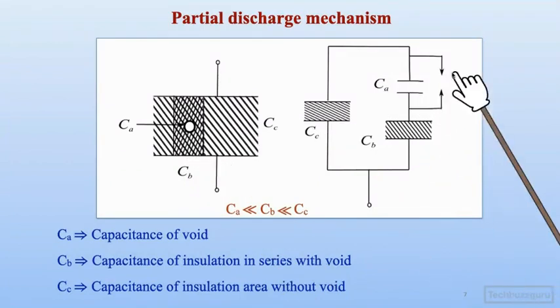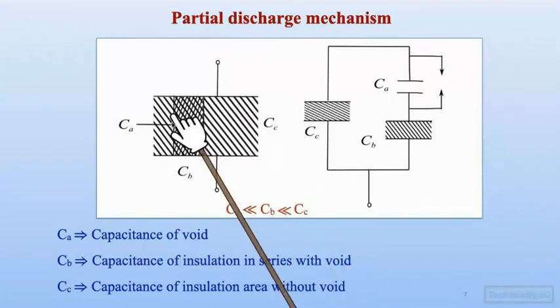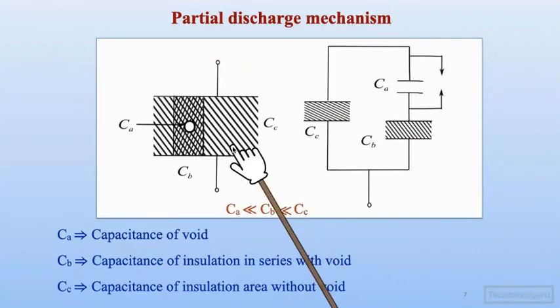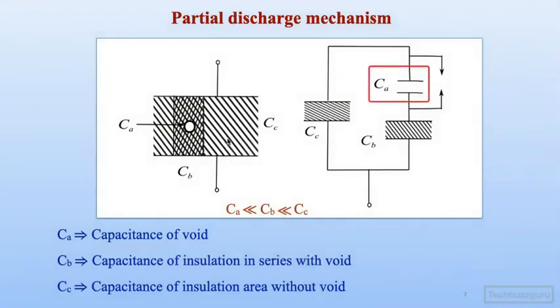So how to measure the capacitance in such a scenario where we don't know whether this void is here or here or here, in what volume, how much capacitance it may have, what the dimensions are, and all that. So the equivalent circuit is there. Ca represents the capacitance of the void. Cb represents the capacitance of the part of the insulator that is in series with the void, and Cc represents the capacitance of the rest of the insulator in parallel with this void and insulator combination.